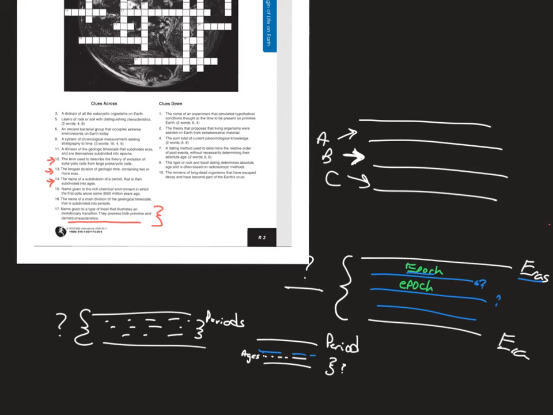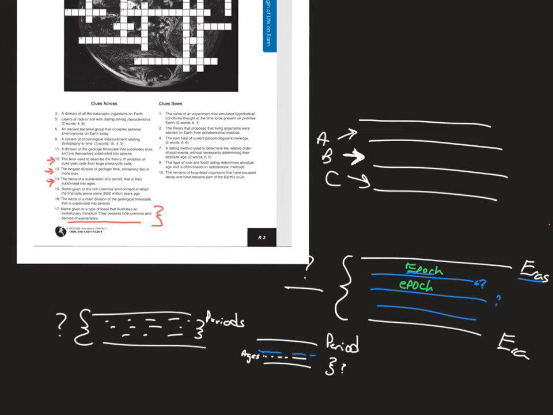Name the experiment simulated by hypothetical conditions thought at the time to be present on primitive Earth. A lot of these come right out of the reading, so you should be able to find that in the reading as well. The theory that proposes living organisms were seeded on Earth from extraterrestrial material, again, that's directly out of the reading. The sum total of current paleontological evidence, you can find that. The dating method used to determine the relative order of past events without necessarily determining their absolute age. Again, you can look that up.